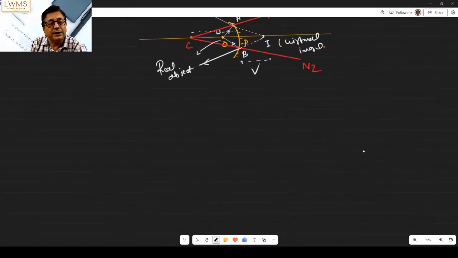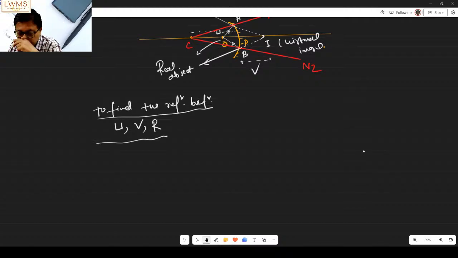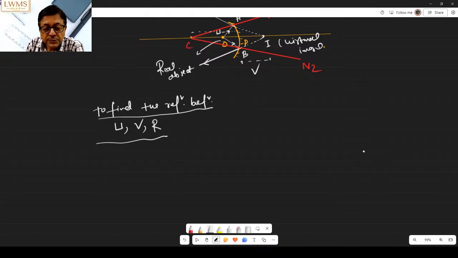So we are going to find the relation between U, V and R. What does R stand for? R stands for the radius of curvature. The relation, if we want to derive, it will be like this. Concave mirror and the principal axis.